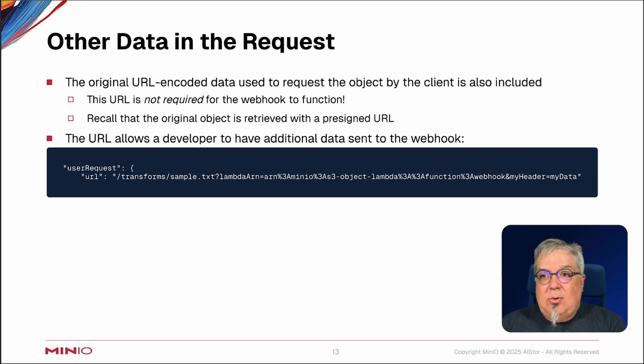This URL, by the way, is not required for the webhook to function. It's just a way for us to retrieve additional data. I don't need this to get the object. That happens with the pre-signed URL. So this is really just a simple way to have your developer be able to grab extra data sent to the webhook. This myheader equals mydata isn't going to be touched or processed by MinIO at all. It's just going to get handed straight through.